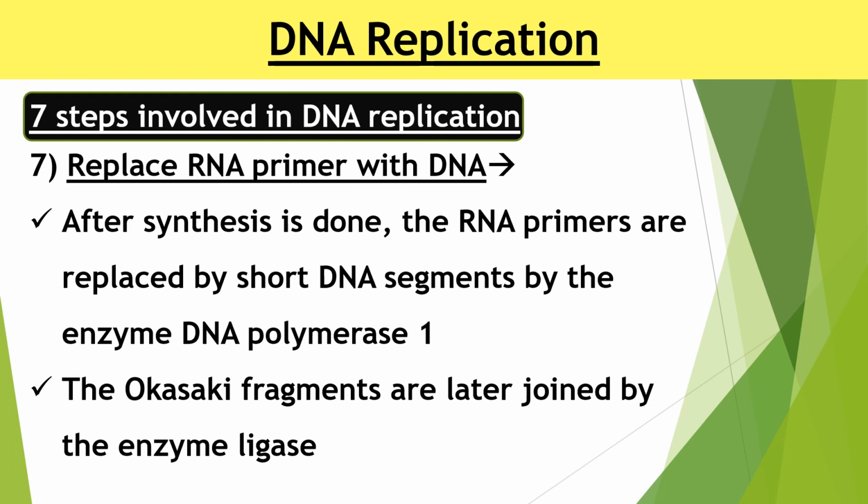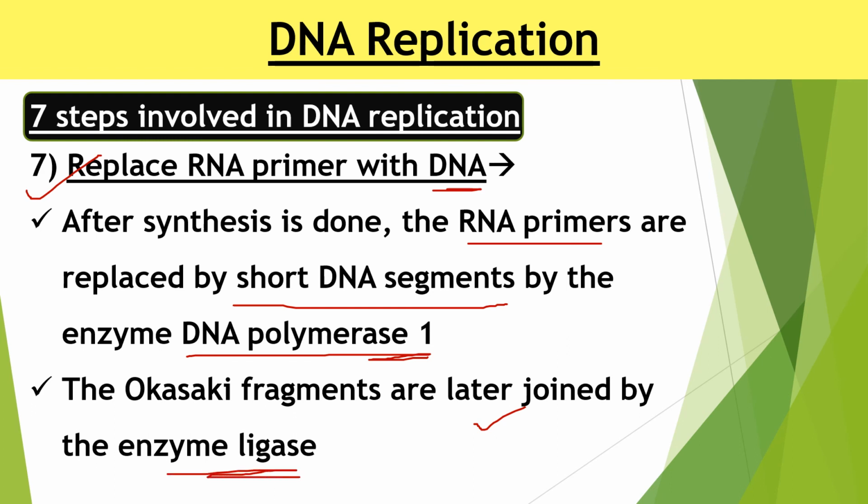Next, after you have synthesized the DNA, you have to replace the RNA primer with the DNA. So the RNA primer has to be chopped off and it has to be replaced with short DNA segments with the help of another enzyme called DNA polymerase 1. The Okazaki fragments are then later on joined with the help of the enzyme ligase.